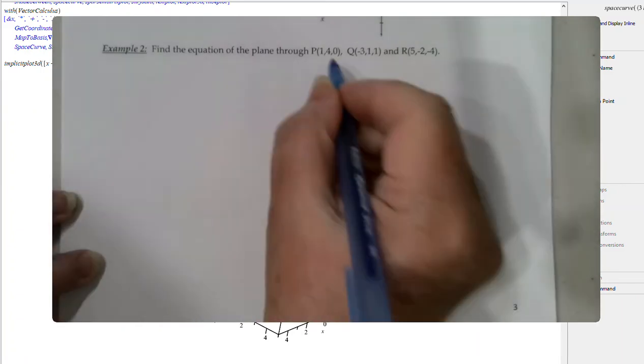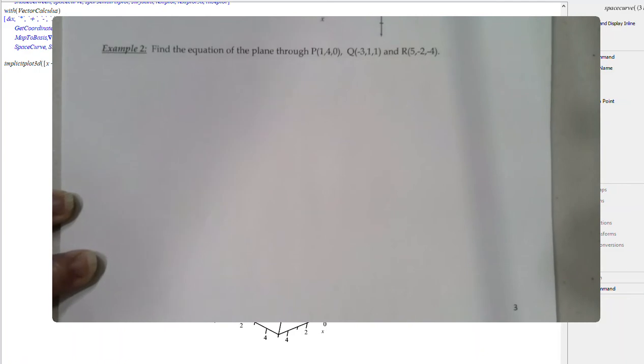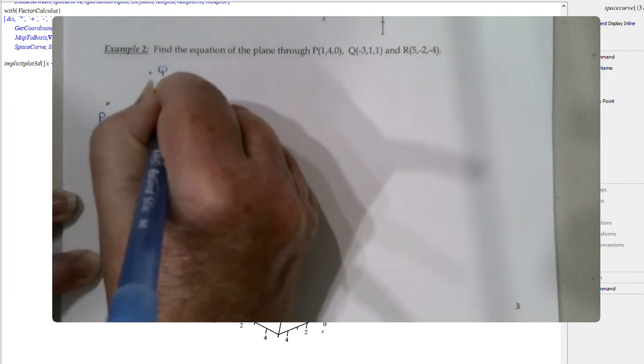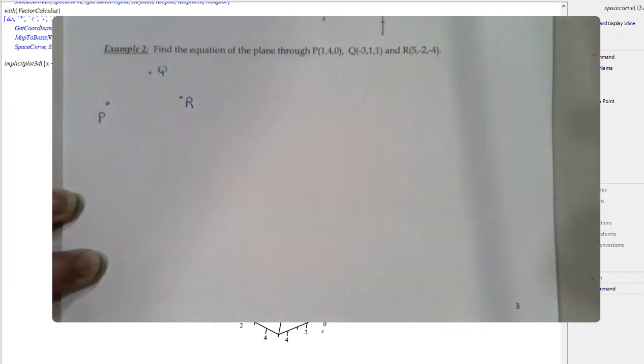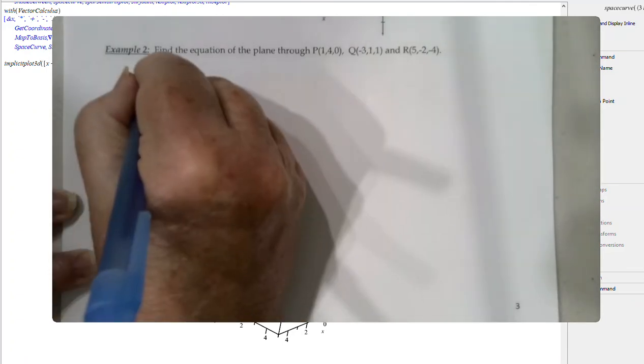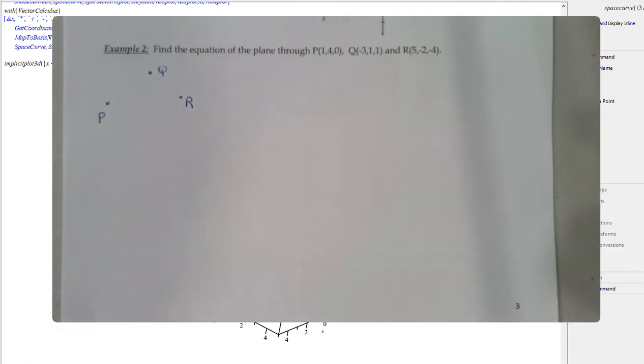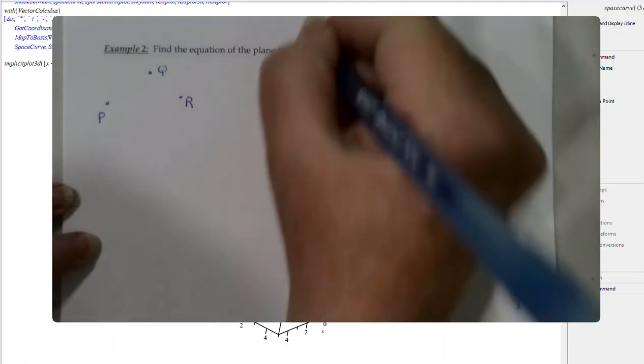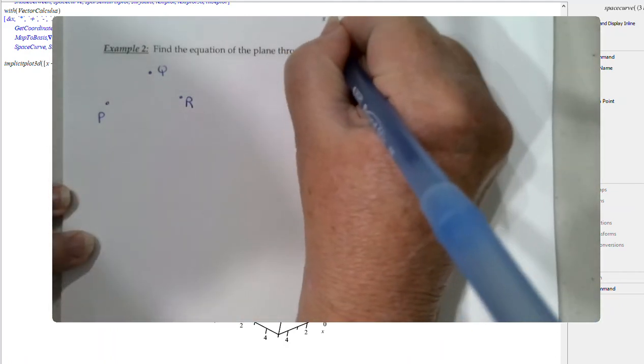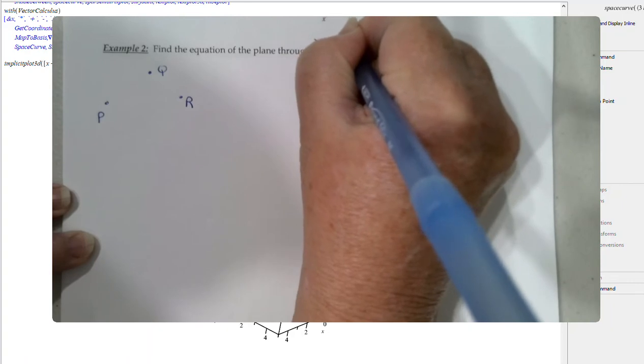So I'm going to start by just drawing a random diagram of those 3 points. I'm not going to make any effort to get them into an actual correct space. Instead, I'm just going to put them all 3 here on my paper. And I'm going to start by picking one point that's going to be the point for my point normal form. I'm just going to pick P. So I'm going to say P is my x naught, y naught, z naught.